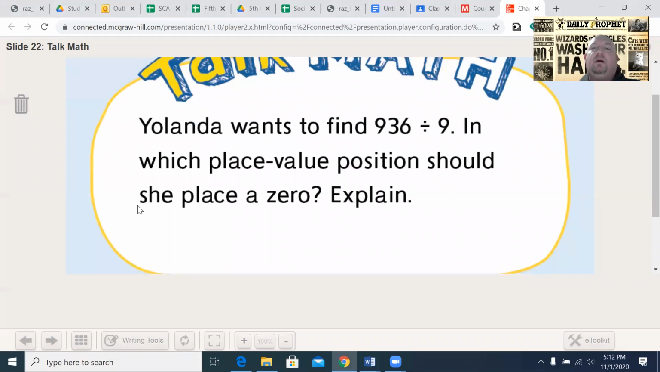Talk math. Yolanda wants to find 936 divided by 9. In which place value position should she place a 0? Well, let's look at it. Will it be in the hundreds position? 9 will go into 9. All right, will 9 go into 3? No, in the tens place. So it'll be in the tens place. And then the 36, that 3 will end up being regrouped as the 36 ones. And so there'll be the 4 in the ones place. So yes, your 0 will be in the tens.